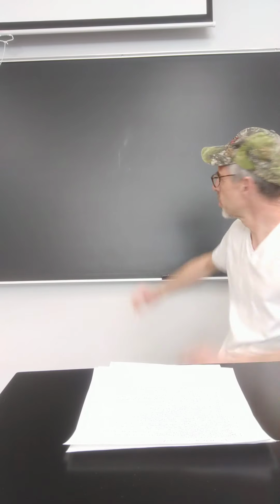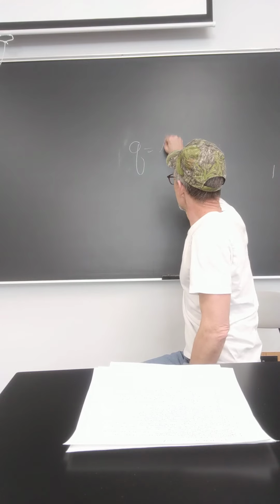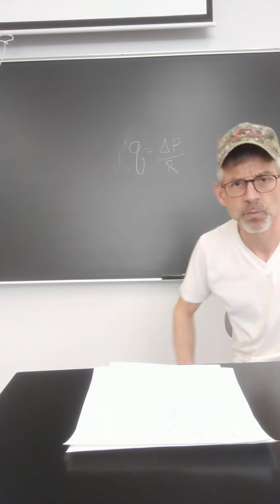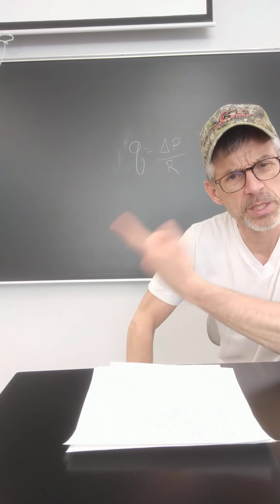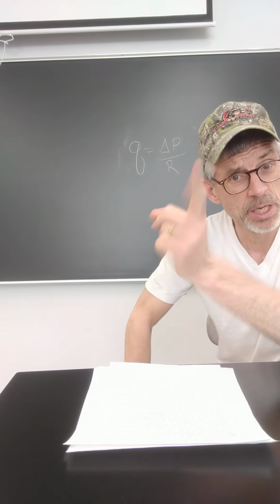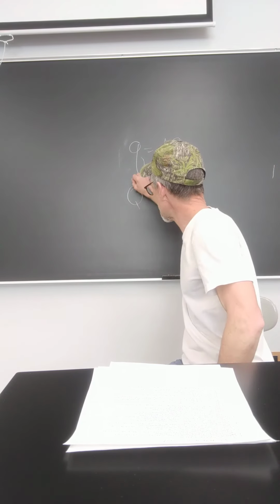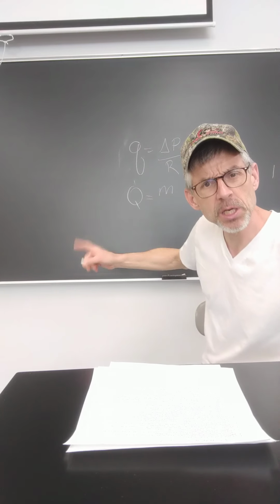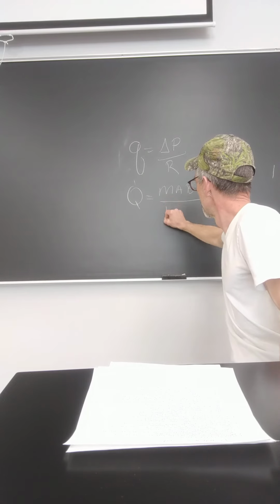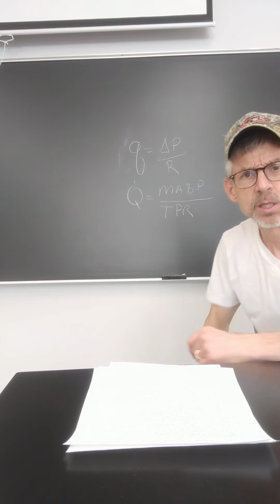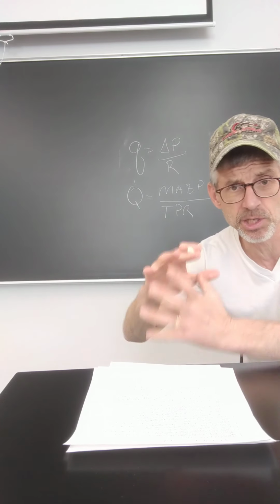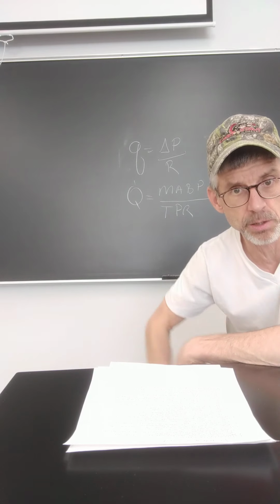Well, remember, flow is equal to the change in pressure over resistance. This is true whether you're talking about a small regional flow or if you're talking cardiac output. Cardiac output, big Q dot, is equal to mean arterial blood pressure divided by total peripheral resistance, the resistance of the entire vascular bed, the entire vasculature.